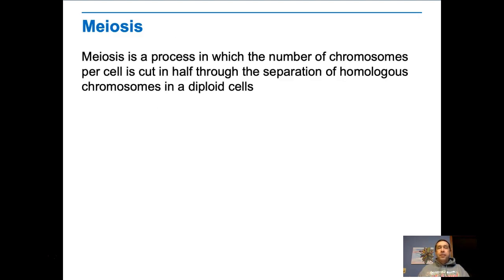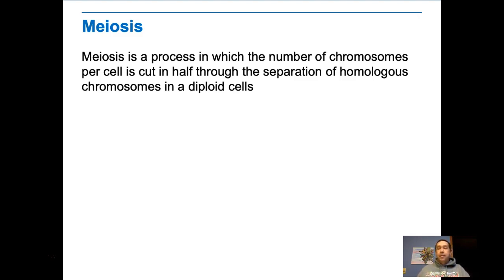So meiosis is the process in which the number of chromosomes per cell is cut in half through the separation of homologous chromosomes in diploid cells to make haploid cells. And the reason for that is because the function of gametes, the sperm and the egg, is to join in fertilization and become a fertilized egg, a zygote, and so on.